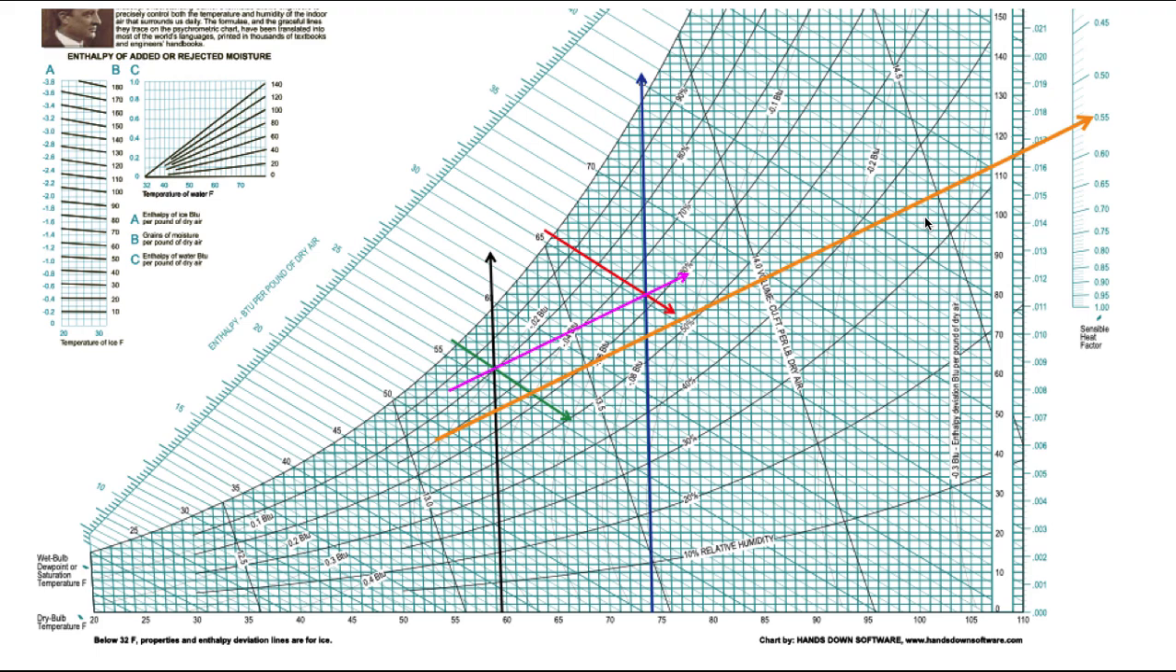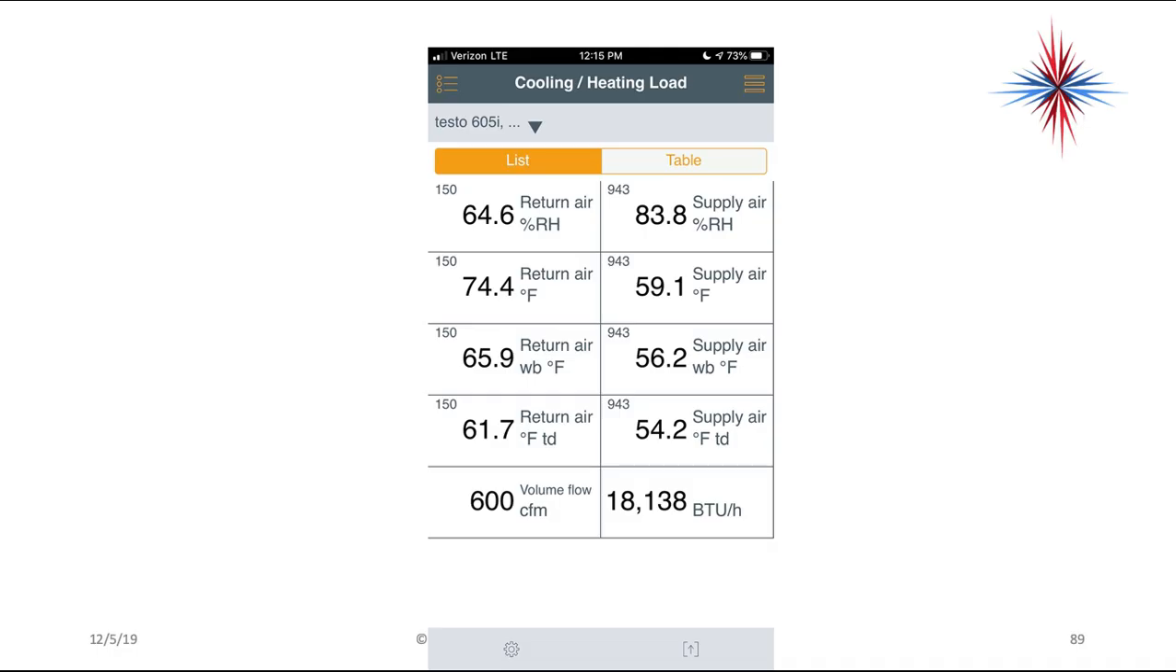Okay, is this right or wrong? In this case, we had a 1.5 ton system. That's a 600 CFM system. Okay, 1800 BTUs per hour is what it should be.